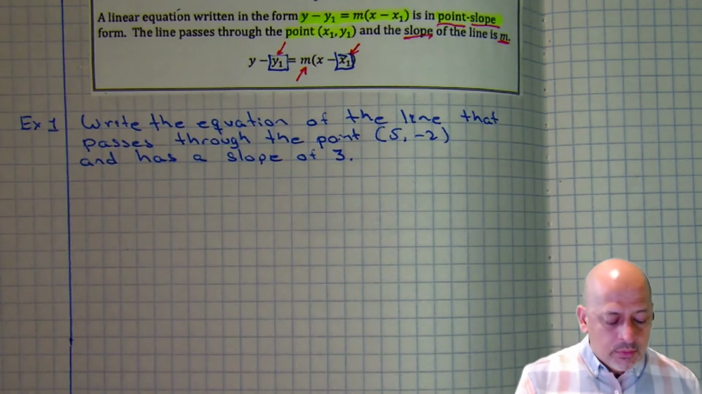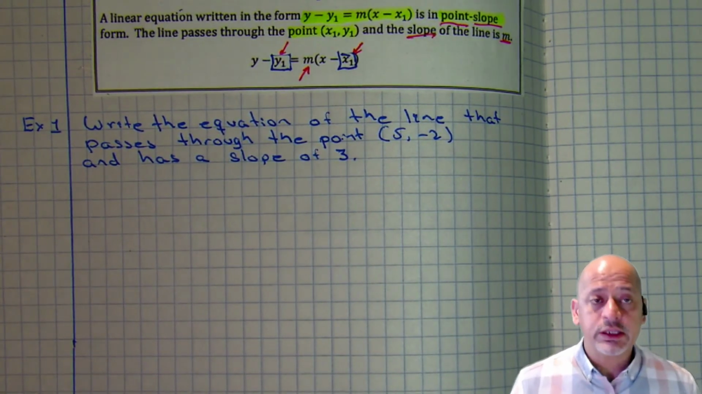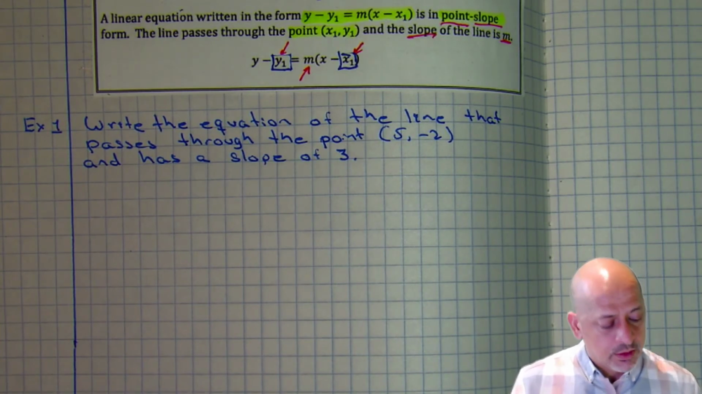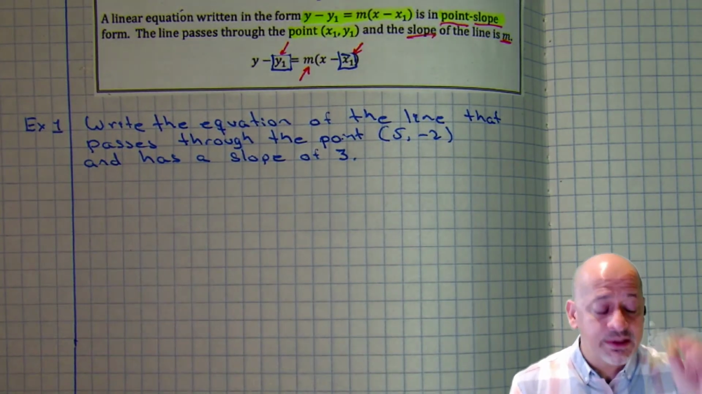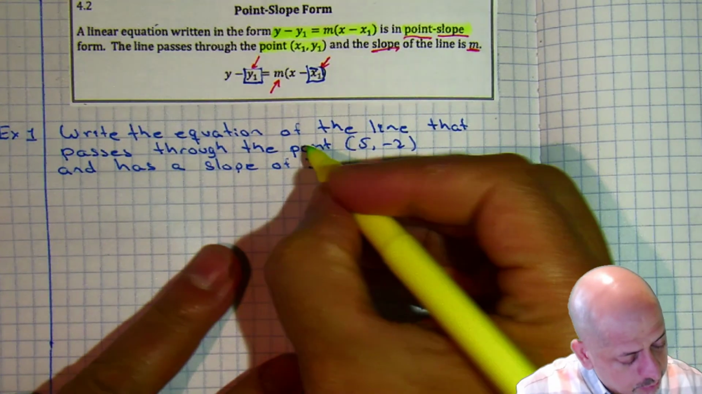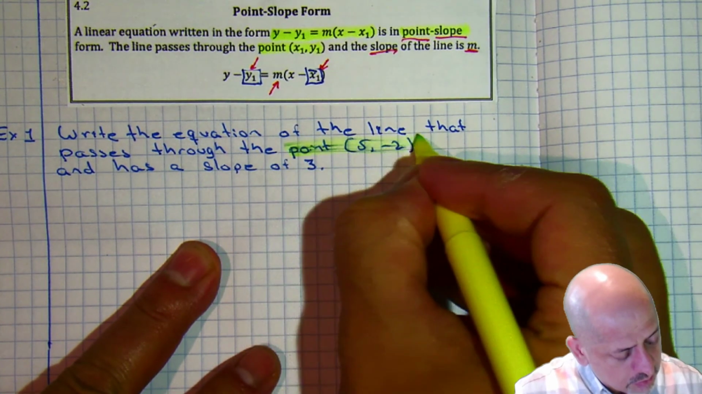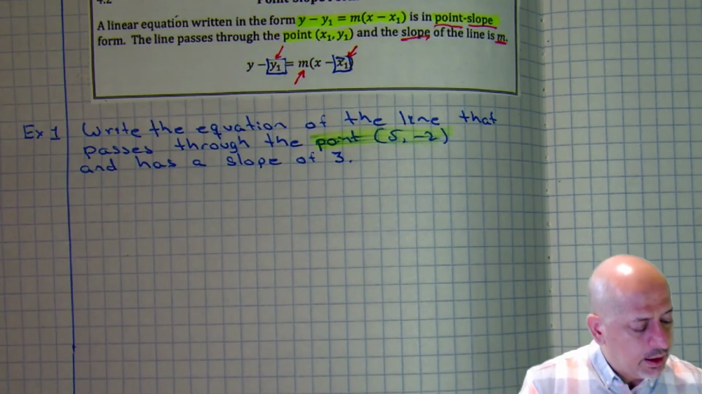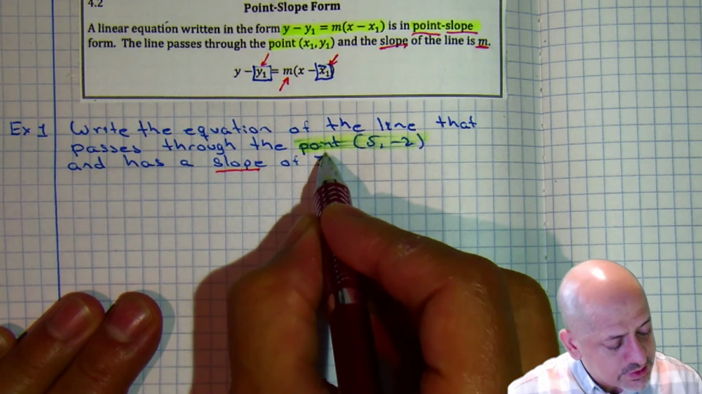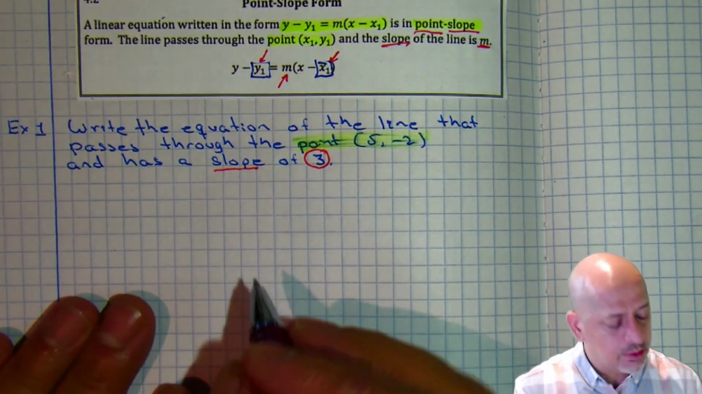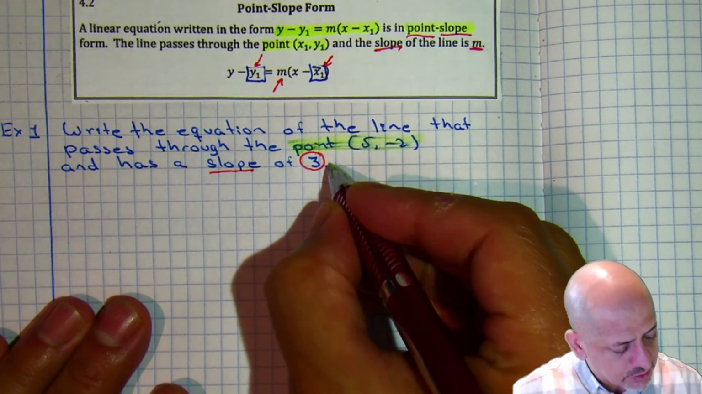And now, let's take a look at the information that's provided for us. Write the equation of the line that passes through the point. So therefore, they're giving us a point, so I'm going to highlight my point. And they're giving us also the slope is 3. I'm going to circle my slope, and I'm going to place an M right next to it.